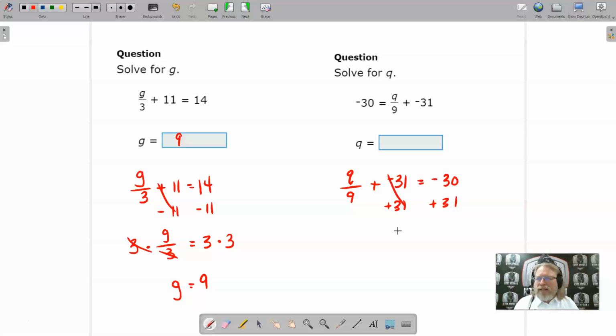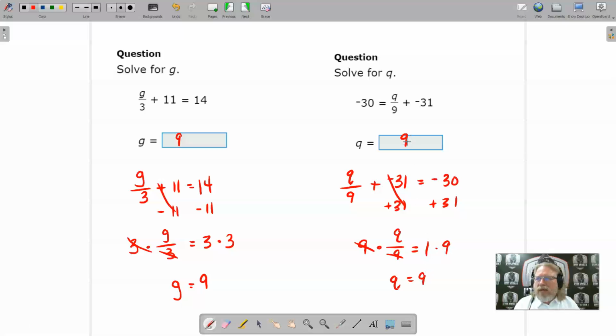So these are going to cancel each other out, leaving us with q over 9 equals, and negative 30 plus 31 is going to give us a positive 1. Now we need to multiply because the q is tied to the 9 through division. The opposite operation is multiplication. We're going to multiply by the very number we wish to get rid of, which is 9. And what we do to one side, we do to the other. So the 9's will cancel each other, leaving us with q equals, and 1 times 9 is 9.